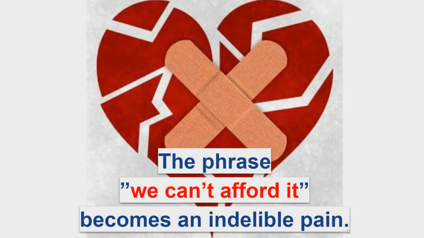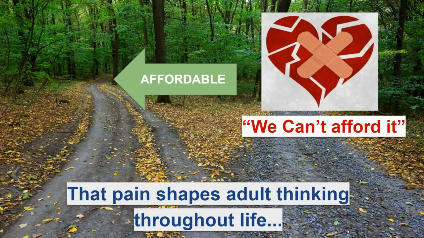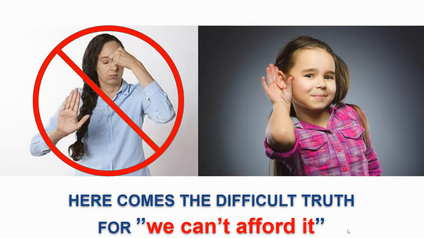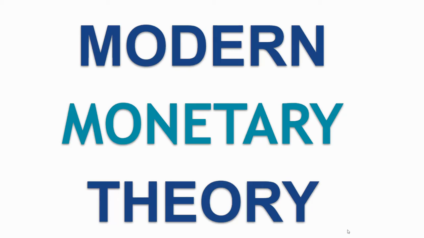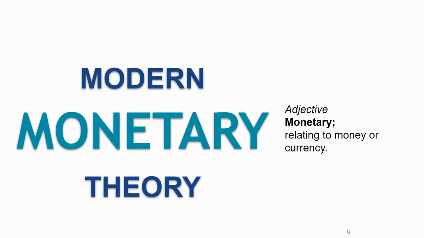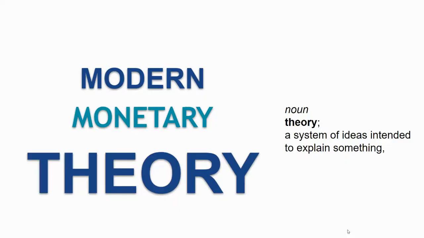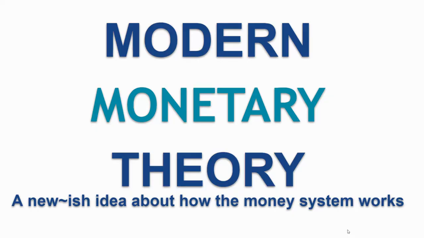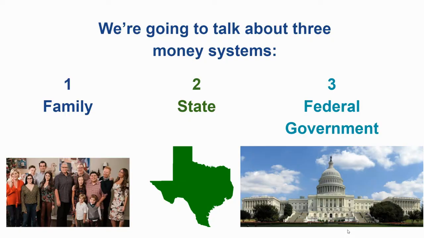The phrase "we can't afford" becomes an indelible pain that shapes adult thinking throughout life. They try to run away from it. Here comes the difficult truth for the "we can't afford it" parent. Modern monetary theory. Modern means relating to the present or recent times. Monetary, relating to money or currency. And theory is a system of ideas intended to explain something. So modern monetary theory is a newish idea about how the money system works.